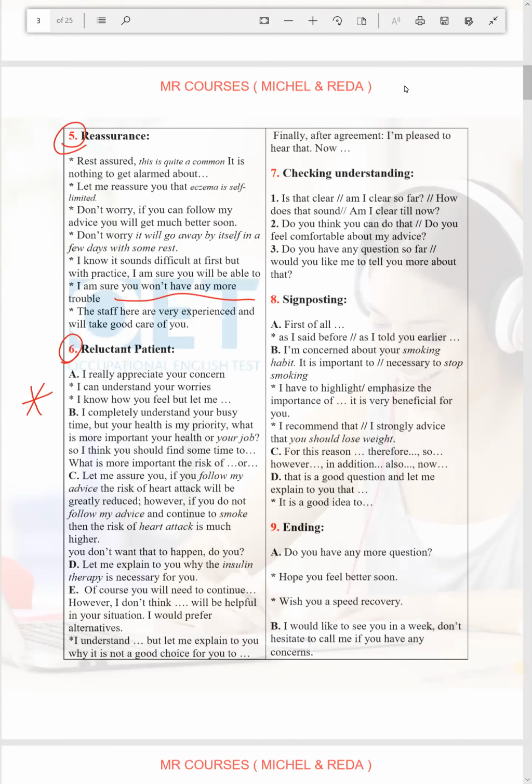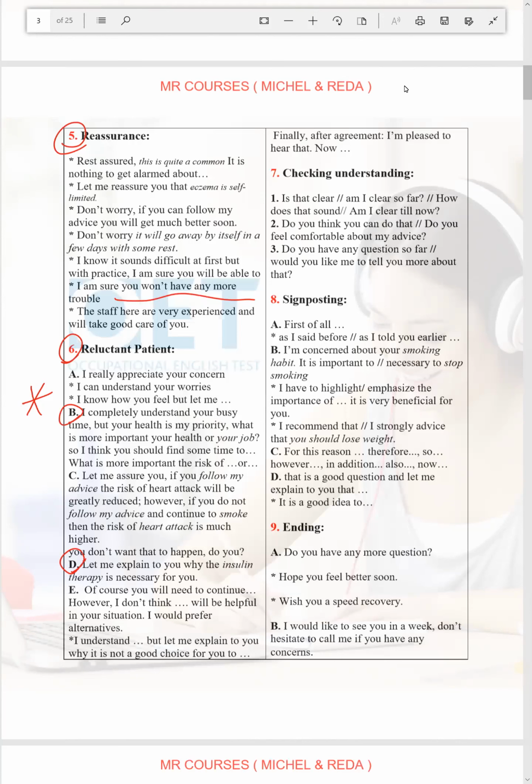I completely understand your busy time, whatever. I think you should find some time. What's more important, the risk of blah, blah, blah. Let me assure you, if you follow my instruction, my advice, all of this. Let me explain to you why the insulin therapy is necessary or why these antibiotics are necessary for you.